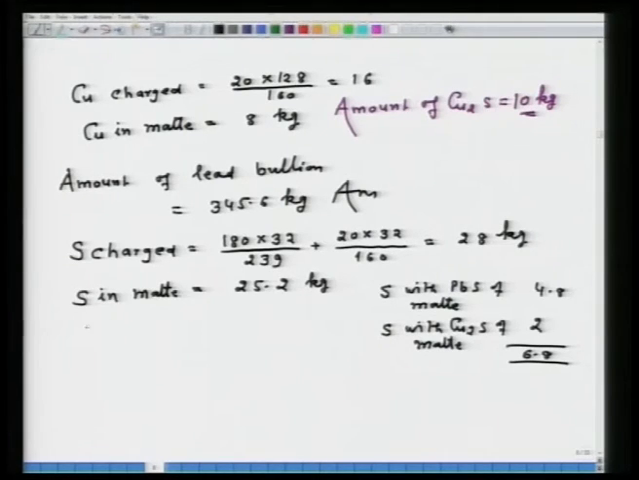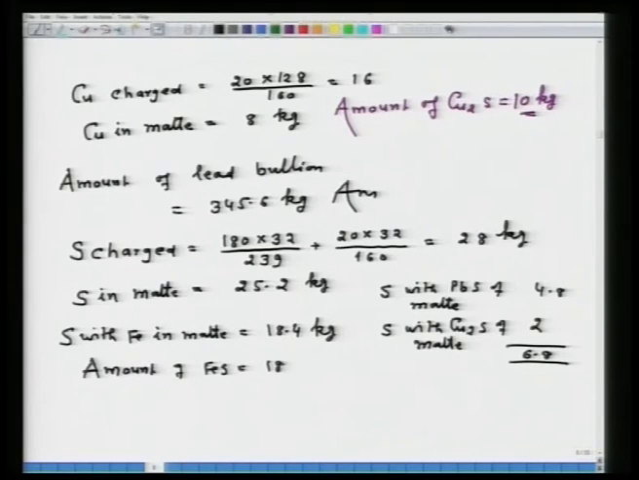of course in kg, they are all in kg. So, sulfur with iron in MET, of course you have to subtract. So, that will be 18.4 kg, that means amount of sulfur with iron in MET. So, from here amount of FeS will be equal to 18.4 into 88 divided by 32. So, amount of FeS will be 50.6 kg.